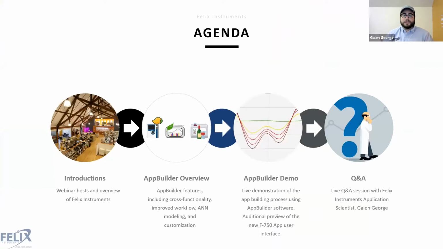As I already laid out, it's a really brief agenda today. We already went over introductions. I'll talk a little bit about the company. We'll go right into the AppBuilder overview, where I will talk about all the features of AppBuilder and all the improvements we've made over our previous generation of instruments. Then we will go right into a live demonstration where I will go over as many of the features as possible in a short amount of time in AppBuilder. And then I'll show you a preview of the new F750 user interface with the new firmware. From there, we'll go into a Q&A session where you can ask whatever questions you might have about what I just showed you.